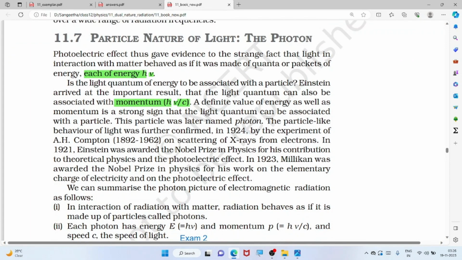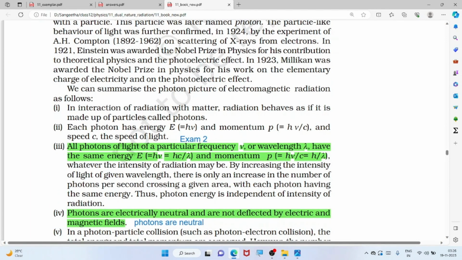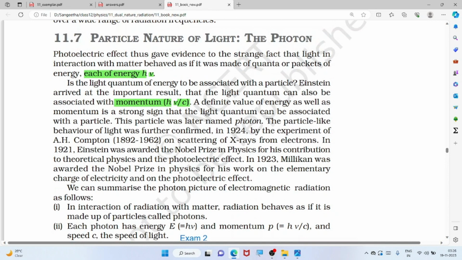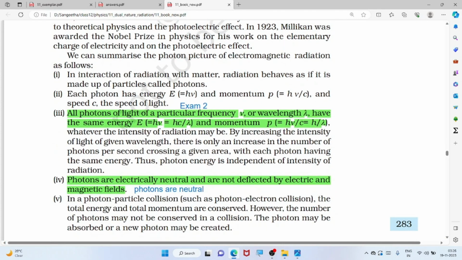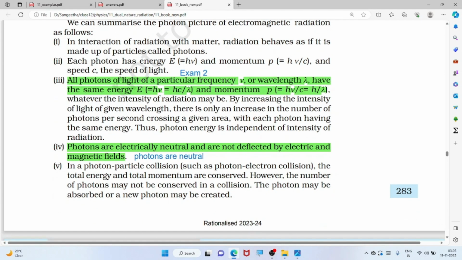Okay, so here, energy equal to hν, ν replaced by c by λ, then you will get that equation.